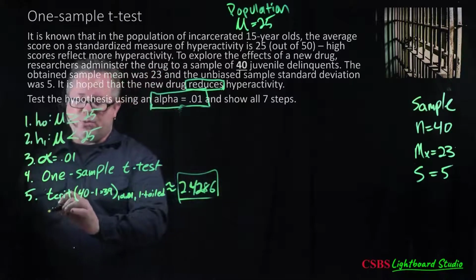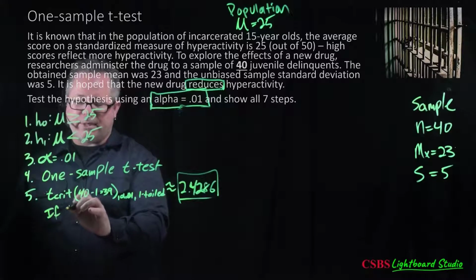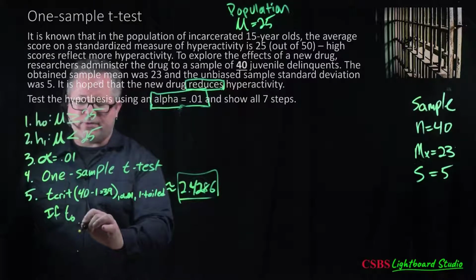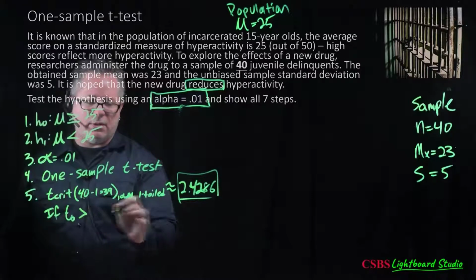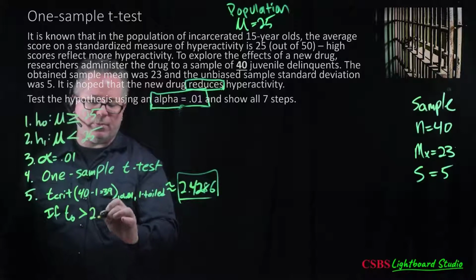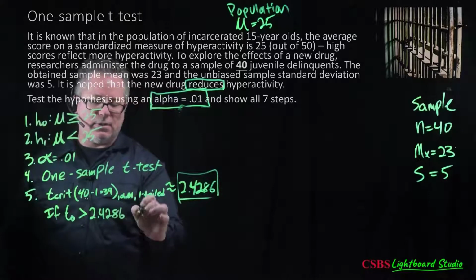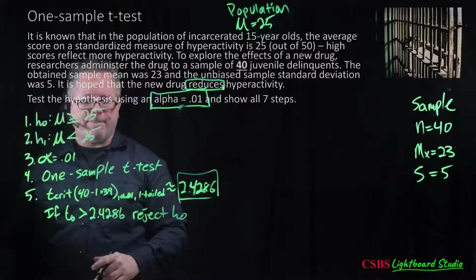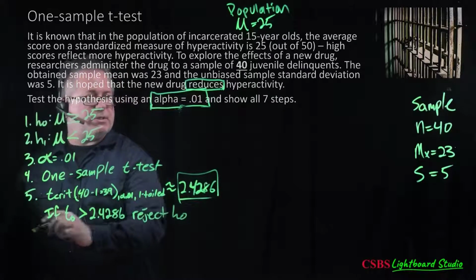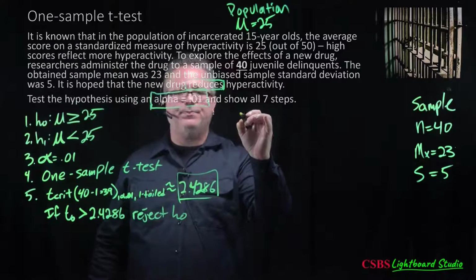So my decision rule is, again, this is a one-tailed test. So if my t observed, TO, is greater than 2.4286, I'm going to reject the null. Okay. So I can go to step 6. Actually, I'll do step 6 here.